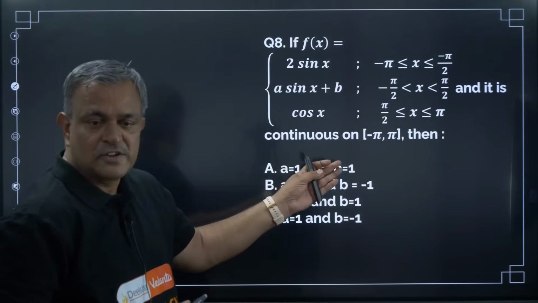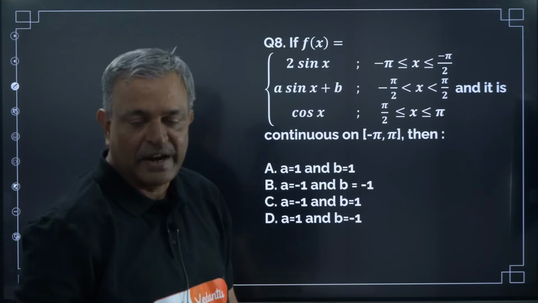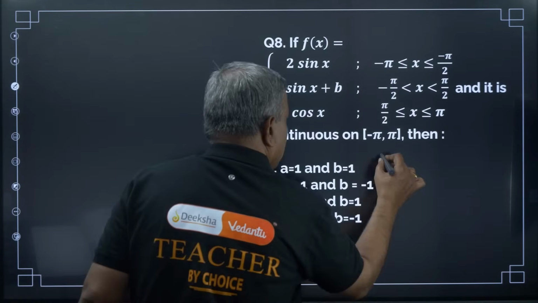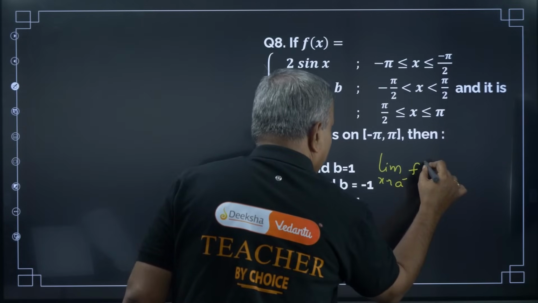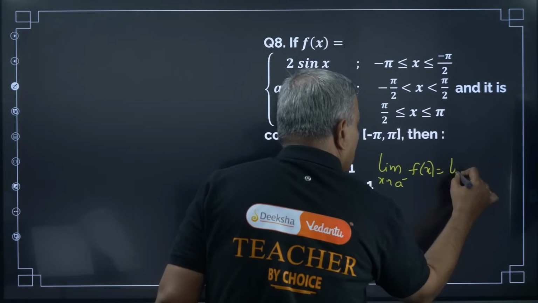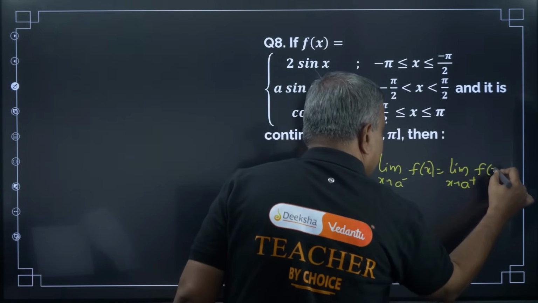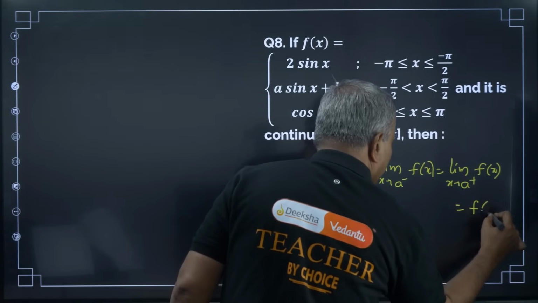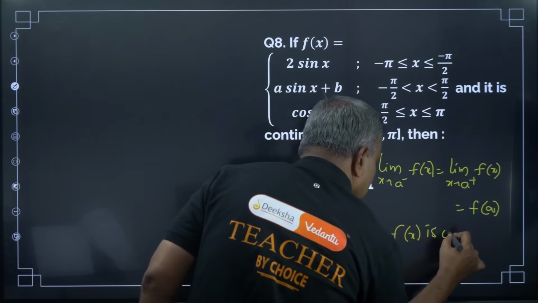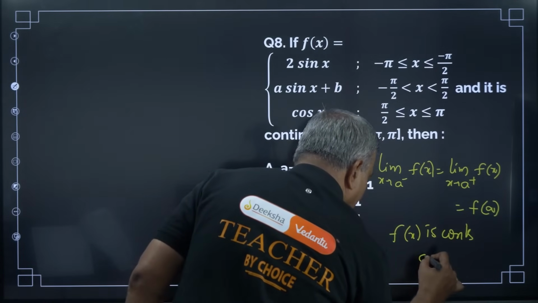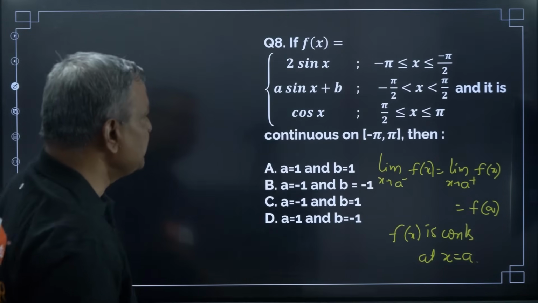There is no concept as such in this. See, this is the basic concept. A function is said to be continuous when the left hand limit is equal to the right hand limit, which is equal to the value of the function. So limit x tending to a minus f of x is equal to limit x tending to a plus f of x is equal to f of a. Then we say f of x is continuous at x is equal to a. I wrote the basic definition.